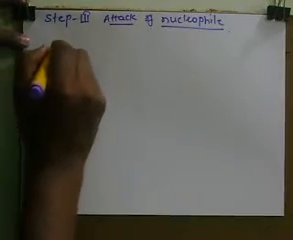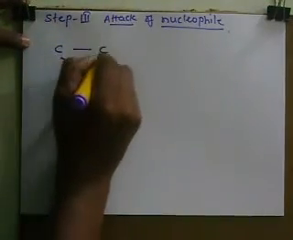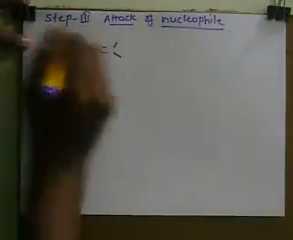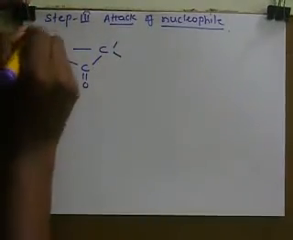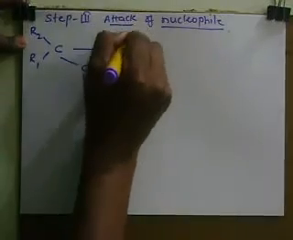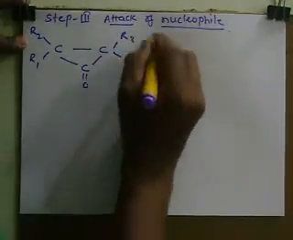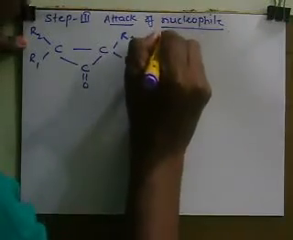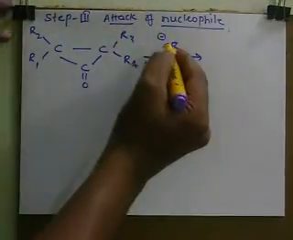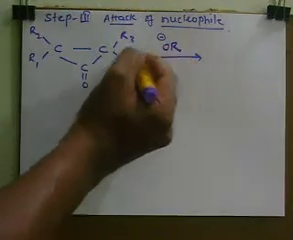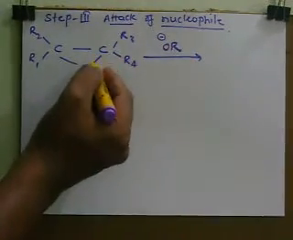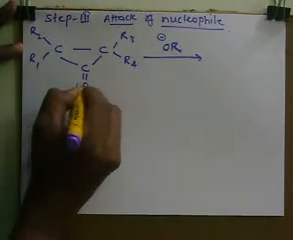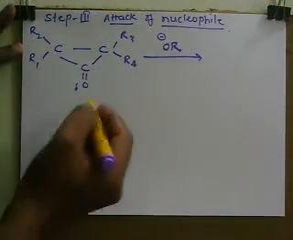So this is our cyclopropanone ring. Now on this, the attack of the nucleophile will take place. R1, R2, R3, R4. Now it will be attacked by OR minus. So now this nucleophile will attack the carbonyl carbon, as this carbon is less electronegative than oxygen.